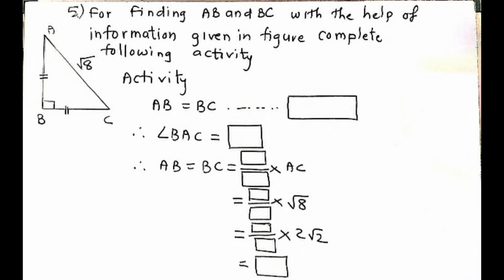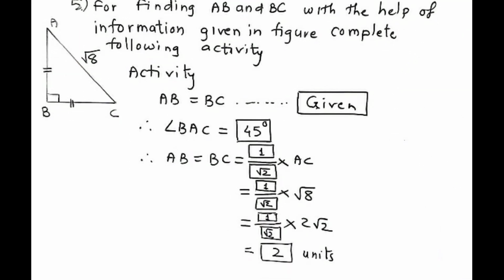Next question. Here an activity is given for finding AB and BC with the help of the information given in the figure. Complete the following activity. First one. AB is equal to BC. This is given. So angle BAC is 45 degree. And therefore triangle ABC is a 45, 45, 90 degree triangle.